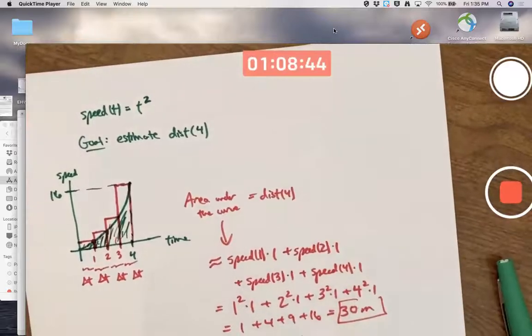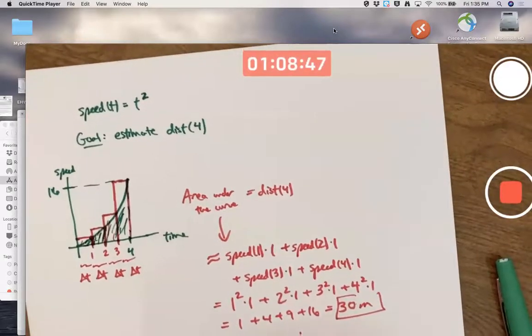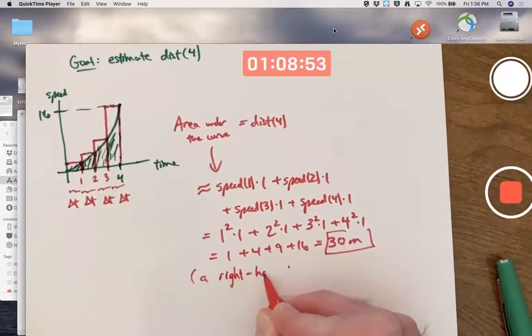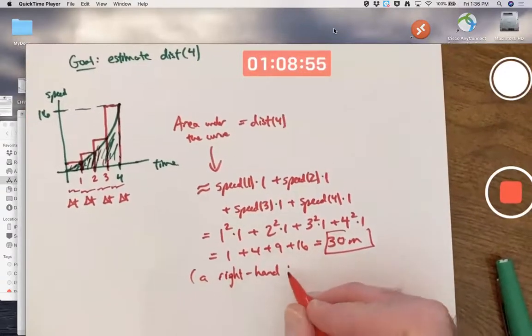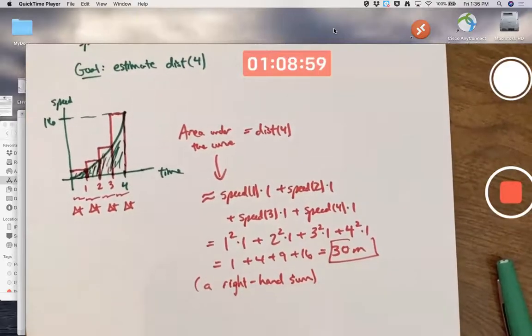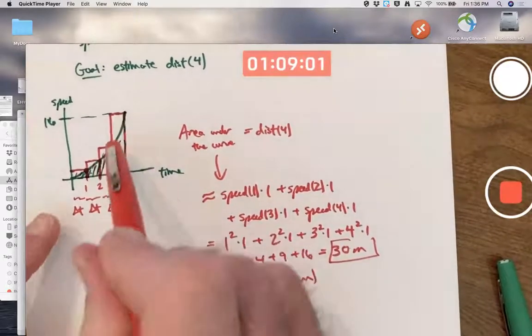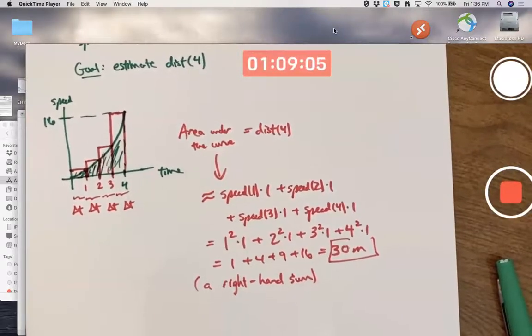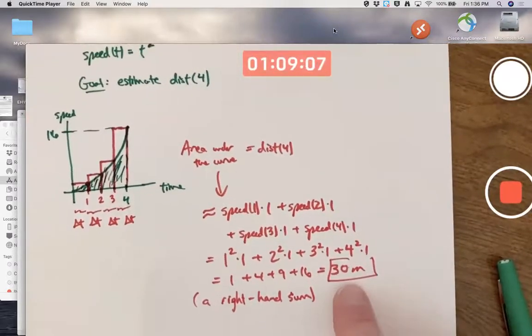This is called a right-hand sum, because I was using the right endpoint of each interval to estimate the area under the curve. You can see again from the picture that because these rectangles are all above the curve, it's going to give us an area too big, and therefore a distance that's too big. This answer of 30 is too big.